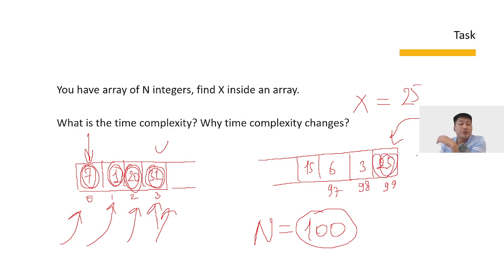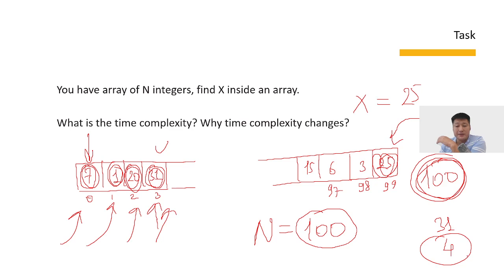So how many comparisons did we do? We did 100 comparisons to find the number 25. To find the number 31, we did only 4 comparisons.